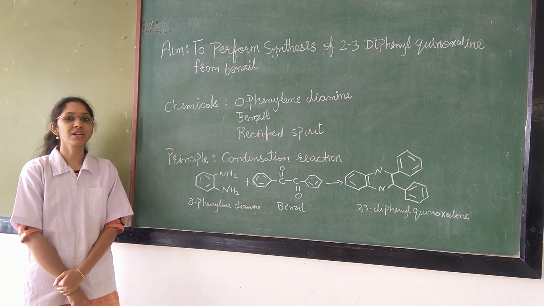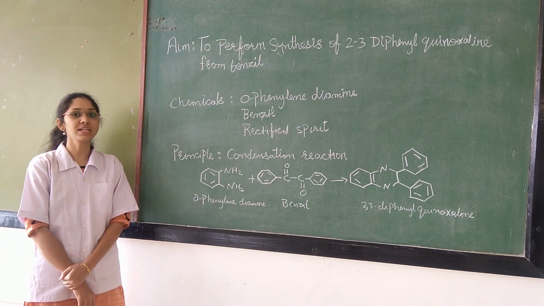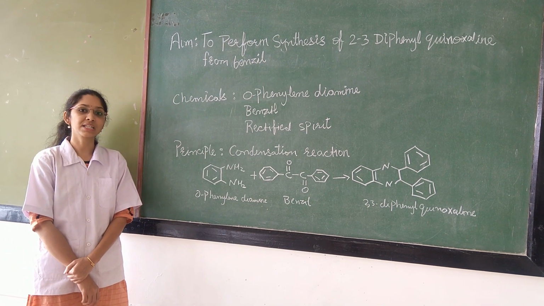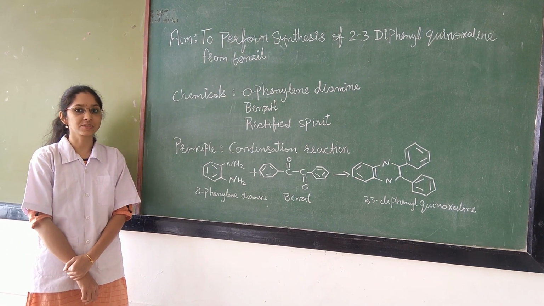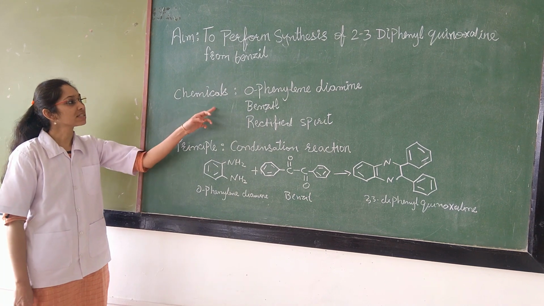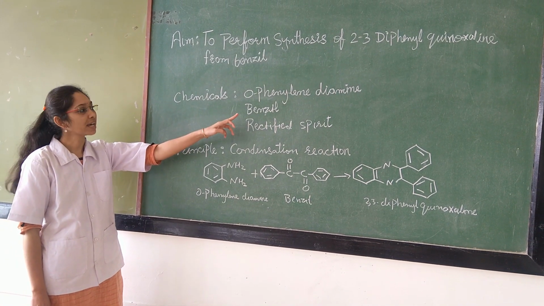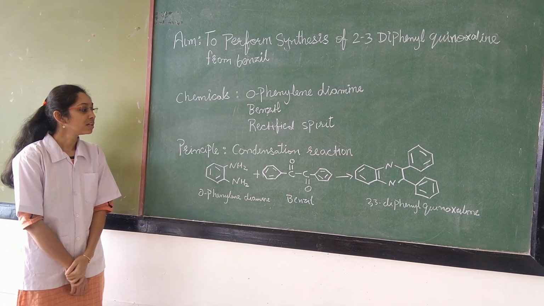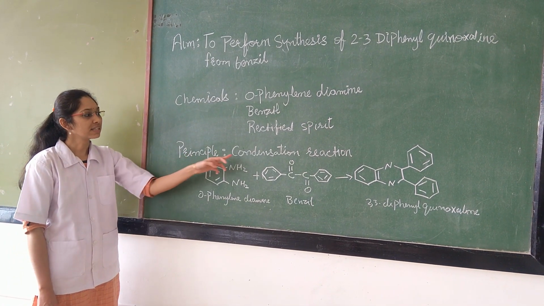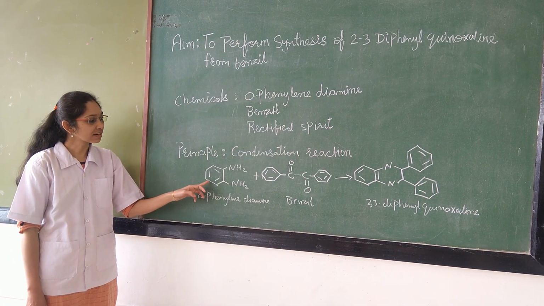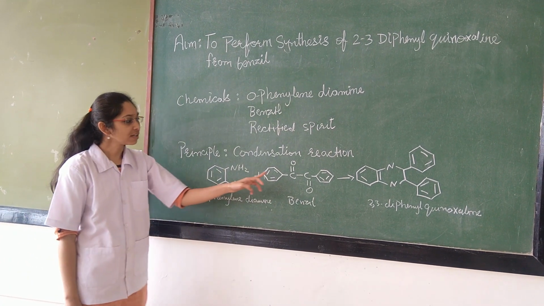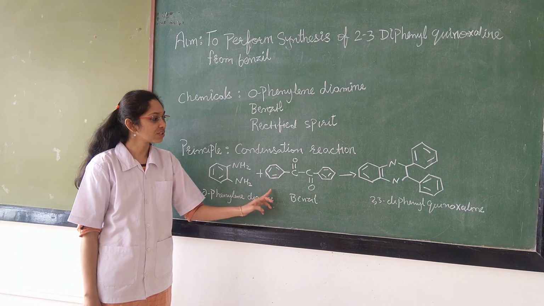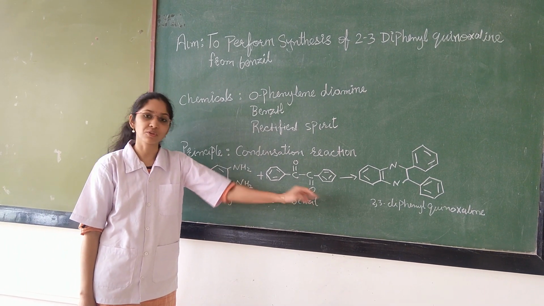Hello students, today we are going to see the synthesis of 2,3-diphenyl quinoxaline. Basically it is used as an antibacterial, antiviral and antiprotozoal drug. We are going to synthesize it from orthophenylene diamine and benzil using rectified spirit, that is ethanol. The principle is basically the condensation reaction between an aryl 1,2-diamine and a 1,2-dicarbonyl compound, that is benzil. So condensation will give us 2,3-diphenyl quinoxaline.